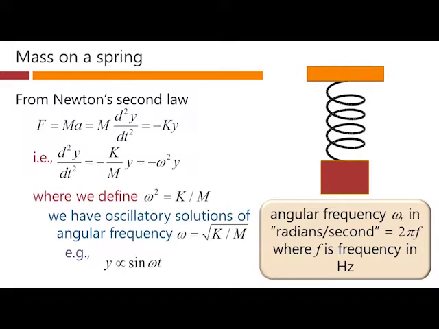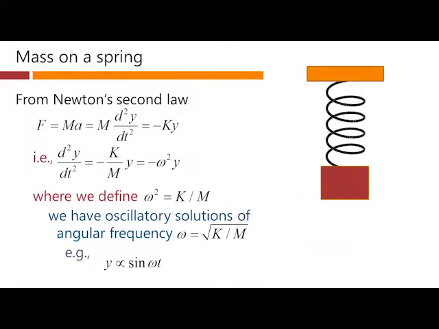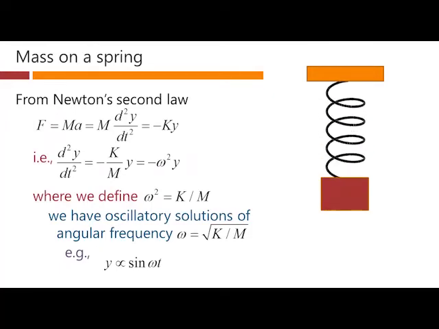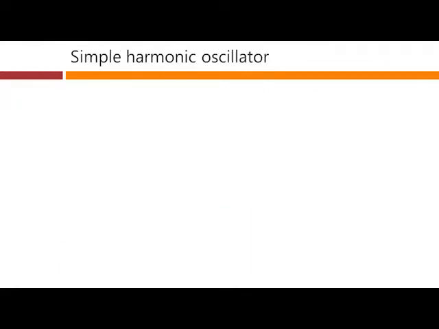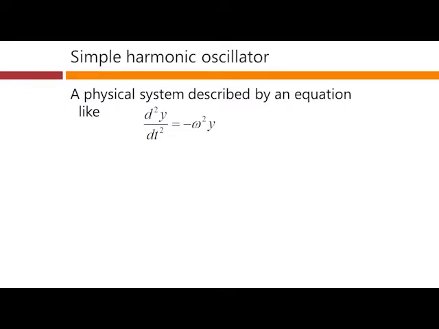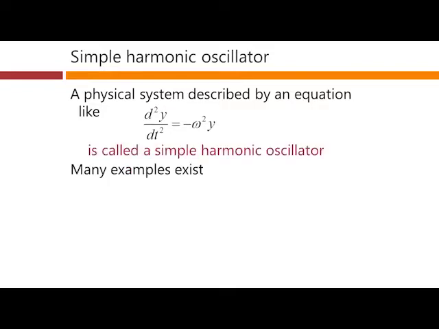So let's watch this oscillate. Goes up and down in a nice sinusoidal motion here. And we call this, as I said, a simple harmonic oscillator. So a physical system described by an equation like this one, d²y/dt² equal to minus some positive number times y, is a simple harmonic oscillator. That positive number is one of the aspects we get out of the omega squared. It's necessarily positive for omega being real. It's a simple harmonic oscillator, and there are many, many examples of this.